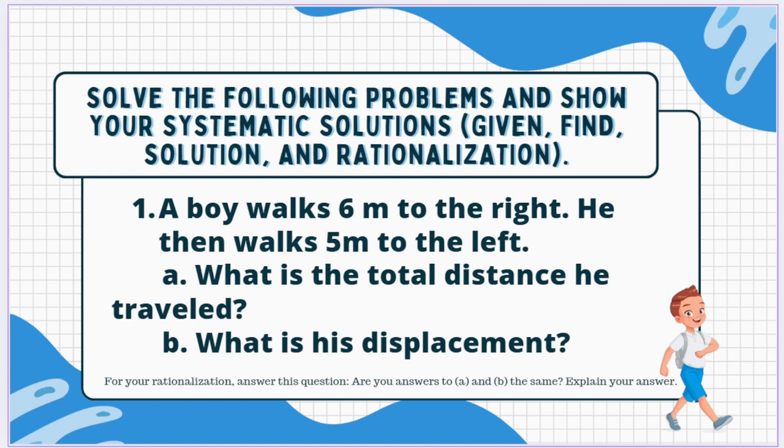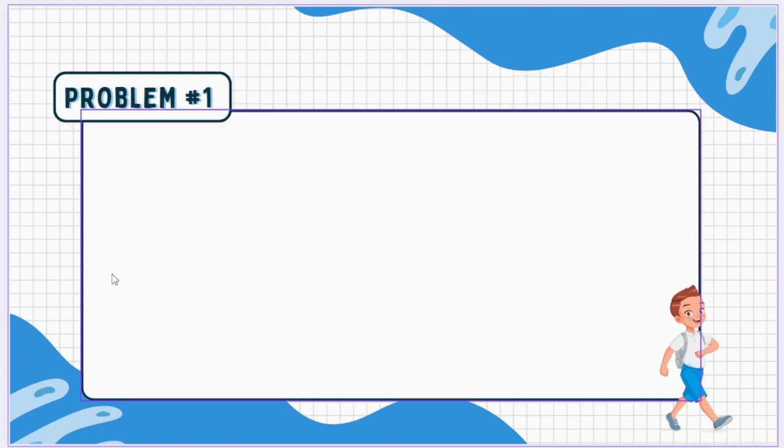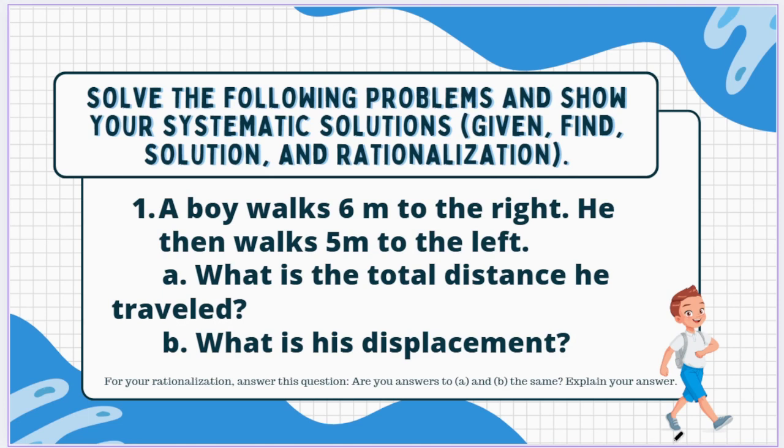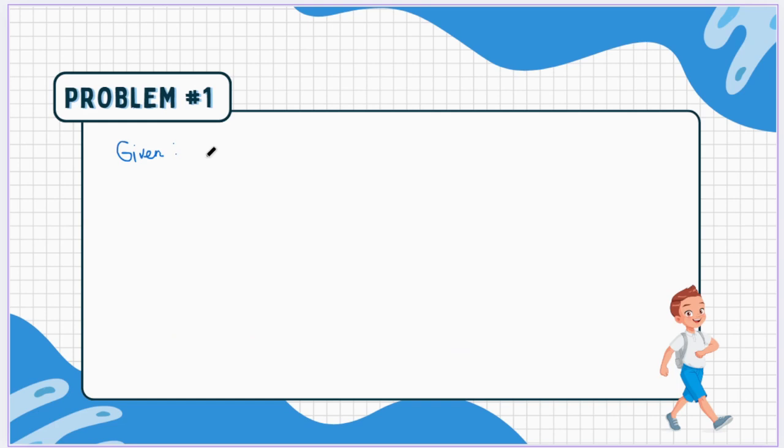Let's start with the given quantities. So, ano ba yung mga given natin dito? Given. Okay, so sabi natin kanina, the boy walks 6 meters to the right. So, therefore, d1 is equal to 6 meters right.